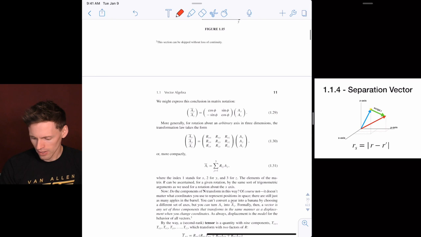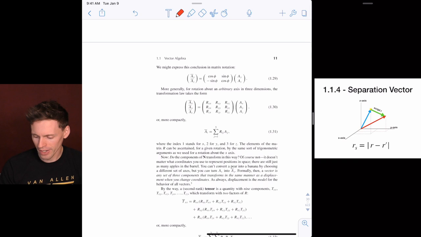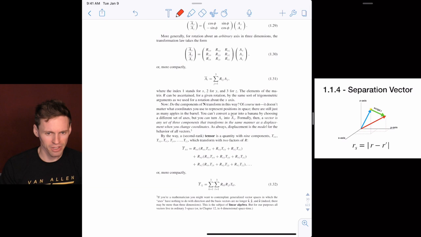It looks like this, and this angle phi is the angle between the two coordinate systems. Your new components, A y bar and A z bar, are equal to the original components with this transformation. So you do cosine phi times A y plus sine phi A z, and that becomes your new y component. Generally, you have an arbitrary three-dimensional thing. You've got this tensor notation, and you get into that when we talk about general relativity or something like that. But for this class, we'll never have to do that, okay?